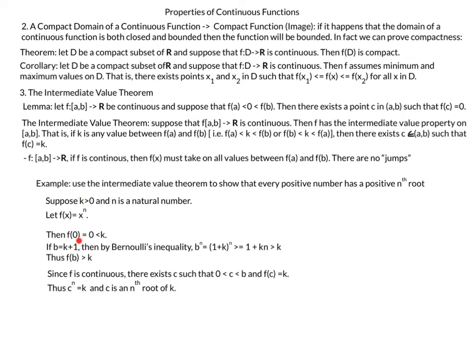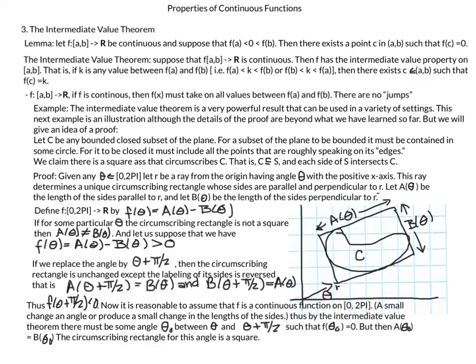Then if we let b equal k plus 1, we use the Bernoulli inequality to show that b to the n, which is (1 plus k) to the n, is greater than k. That's f of b, so f of b is greater than k. So we have f of 0 is less than k, which is less than f of b. By the intermediate value theorem, we must have a c between 0 and b such that f of c is equal to k, which is c to the n is equal to k, so c is the nth root. So the intermediate value theorem is a very powerful result that can be used in a variety of settings.